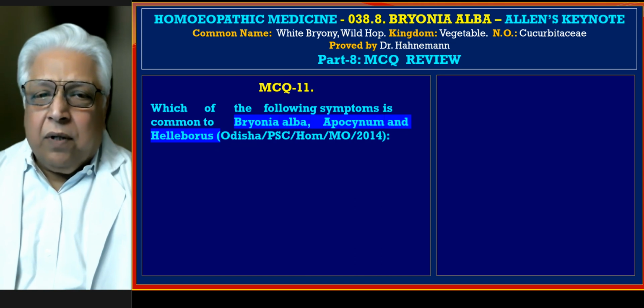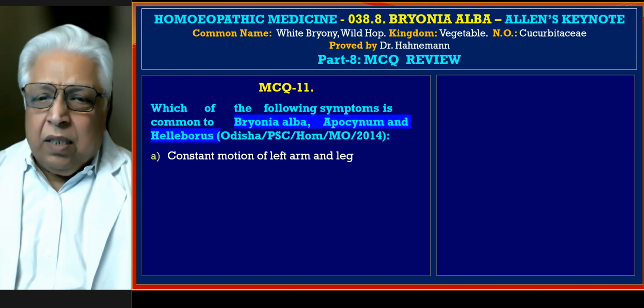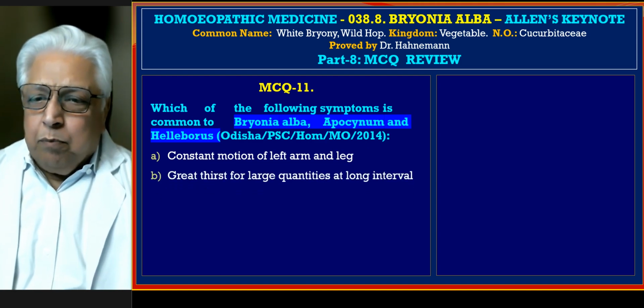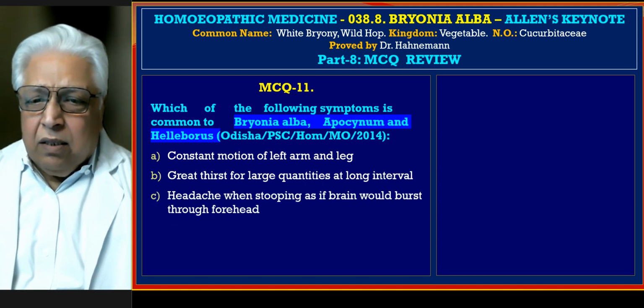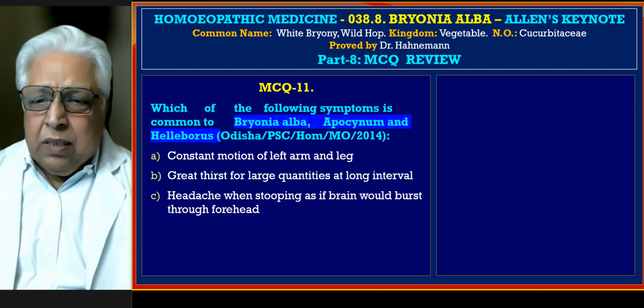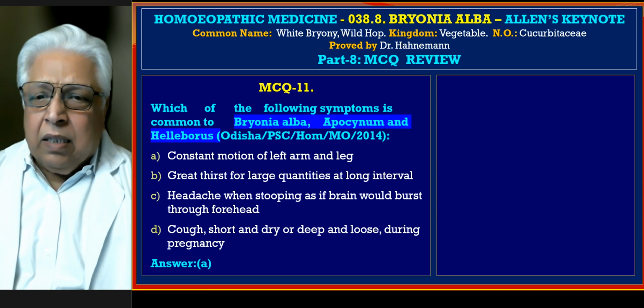Which of the following symptoms is common to Bryonia alba, Epiphegus and Helleborus? The variables include: A, constant motion of left arm and left leg; B, great thirst for large quantities at long intervals; C, headache when stooping as if brain would burst through forehead; and D, cough, short and dry or deep and loose during pregnancy. Answer is A, constant motion of left arm and leg is in Bryonia, Epiphegus and Helleborus.